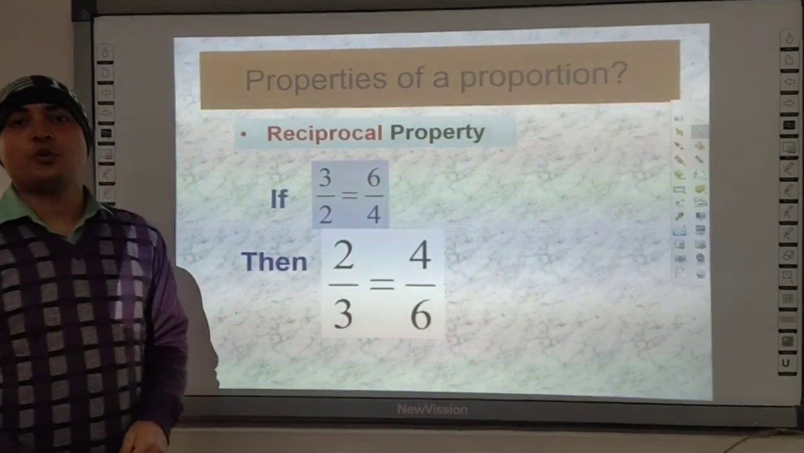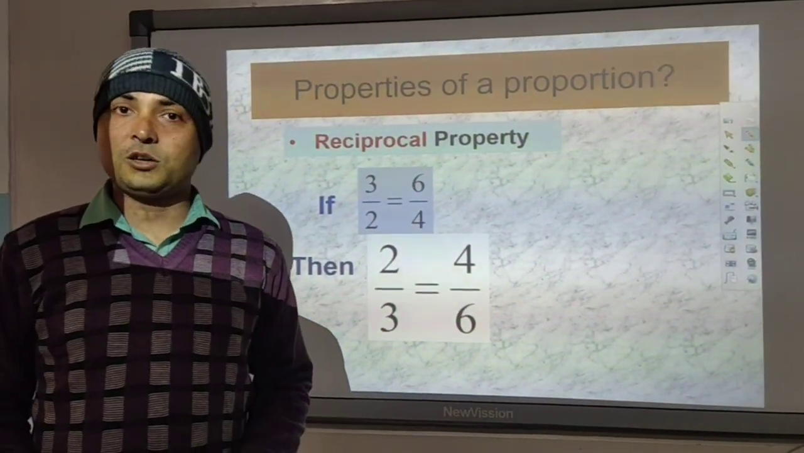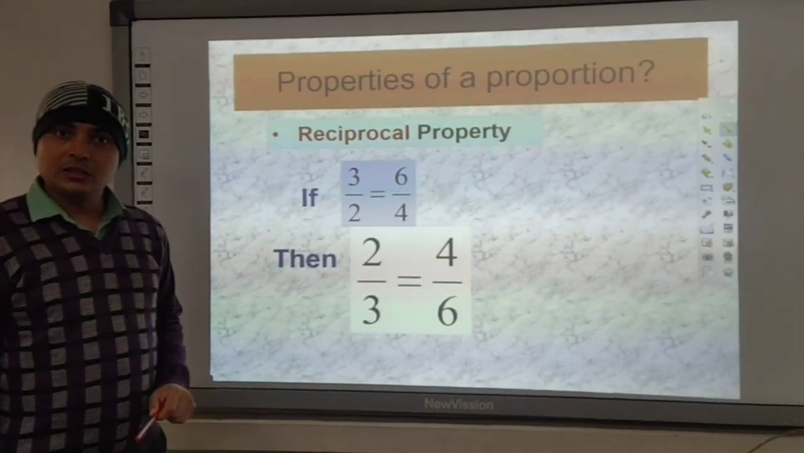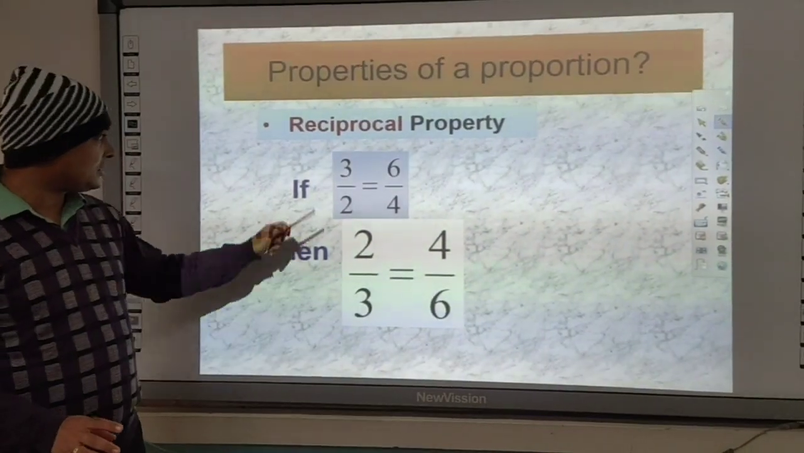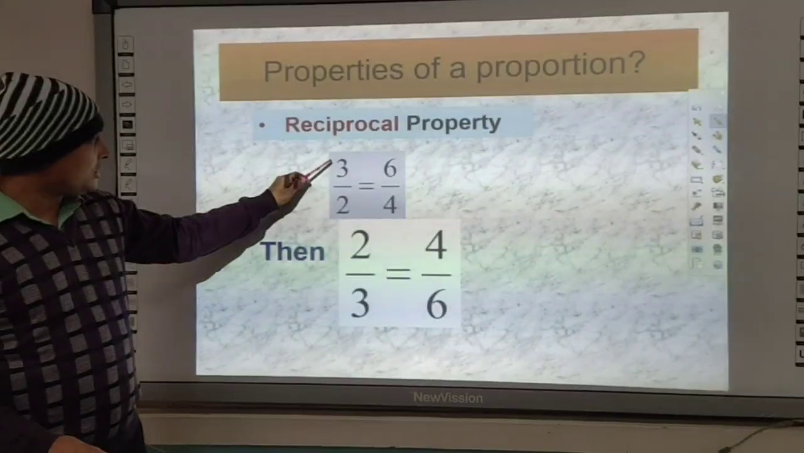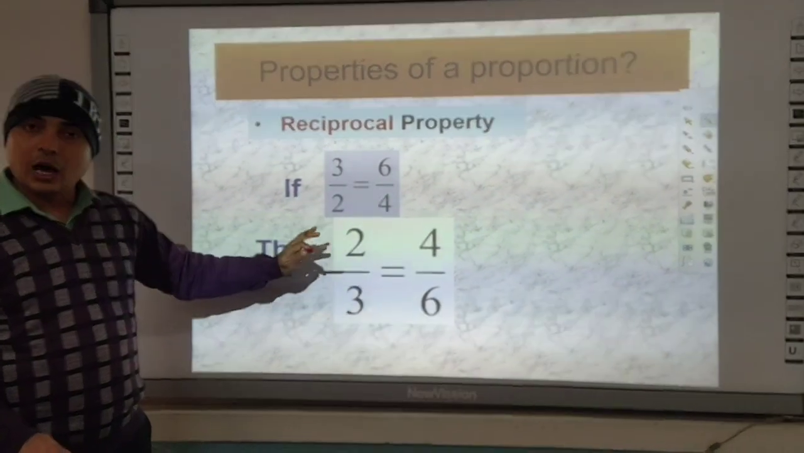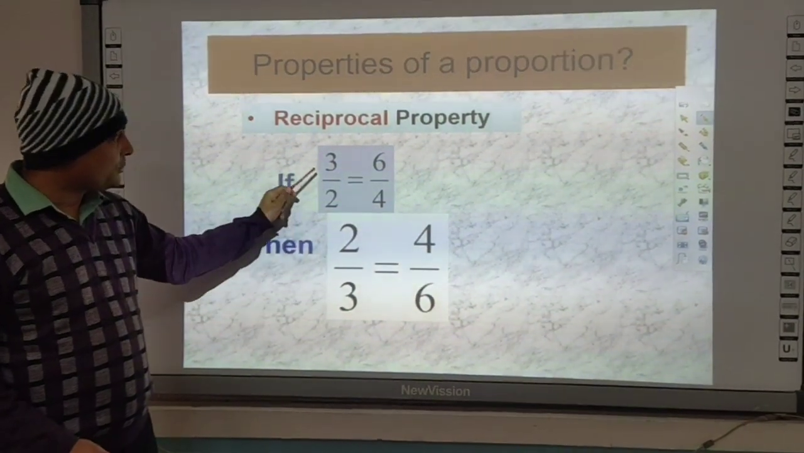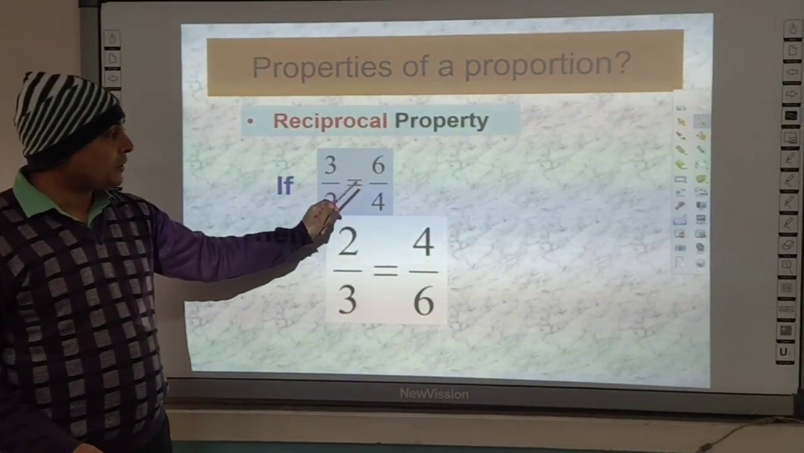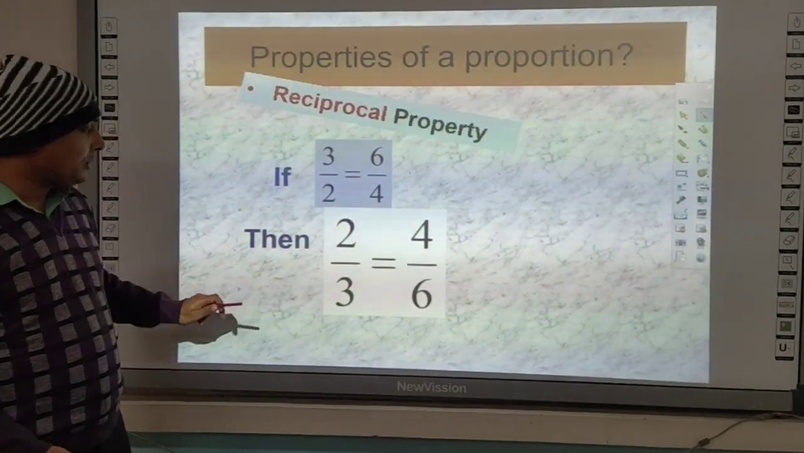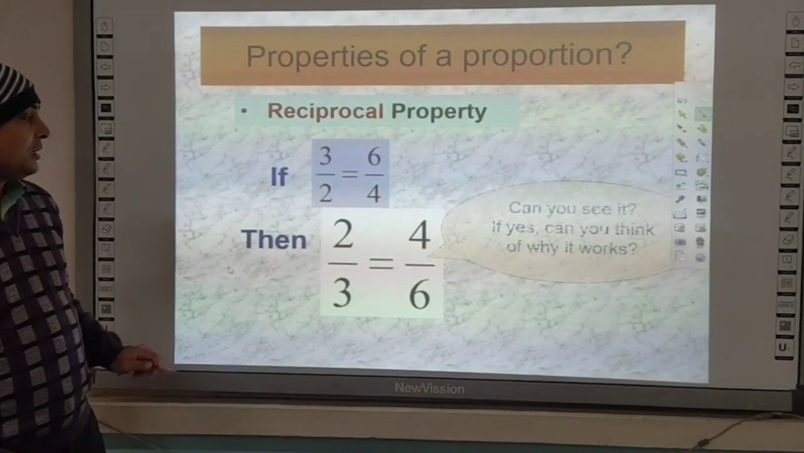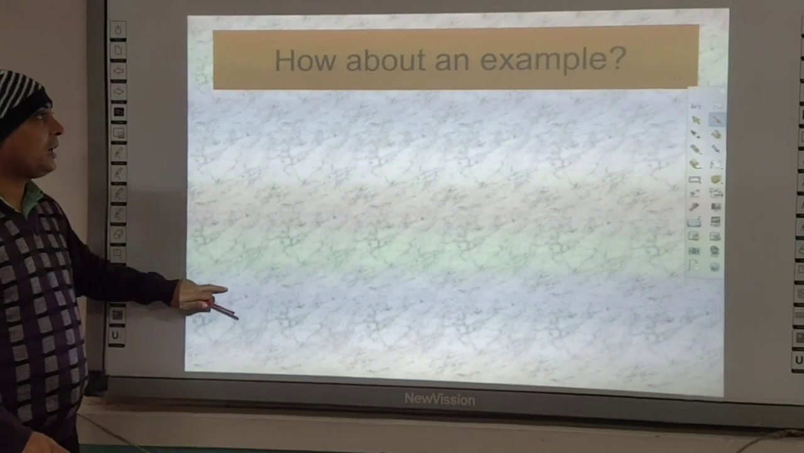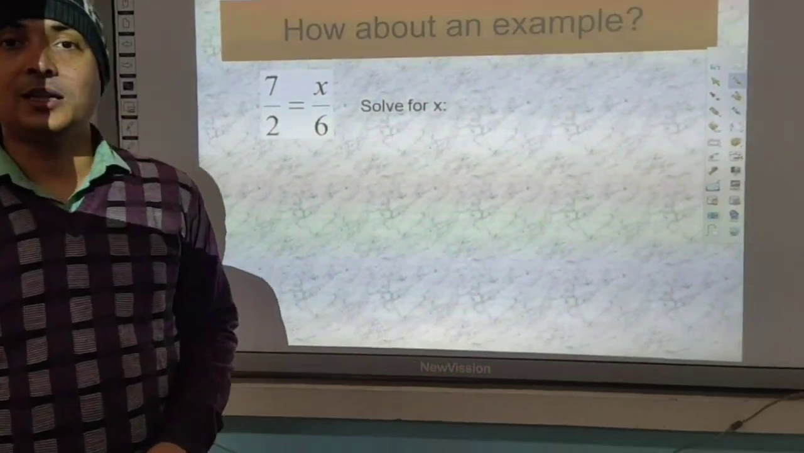Next property, reciprocal property. The first property we have done is cross multiplication. Now reciprocal. If we write the reciprocal of the ratios, then the proportion remains equal. See, 3 by 2 is equal to 6 by 4, in proportion. Now I am writing its reciprocal, then also the proportion will be equal. Reciprocal of 3 by 2 is 2 by 3. Reciprocal of 6 by 4 is 4 by 6. Now if we multiply them cross, we will get the same result.